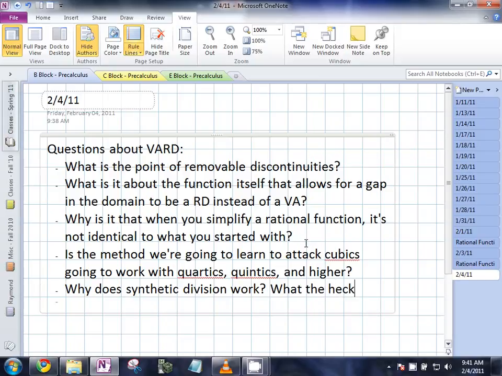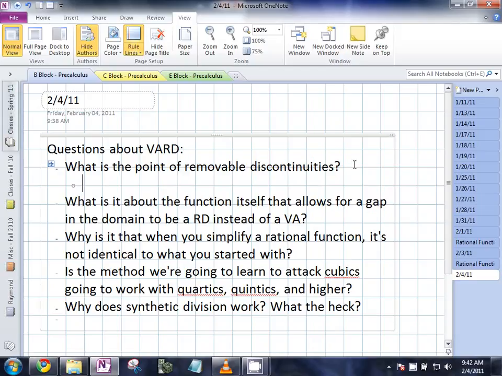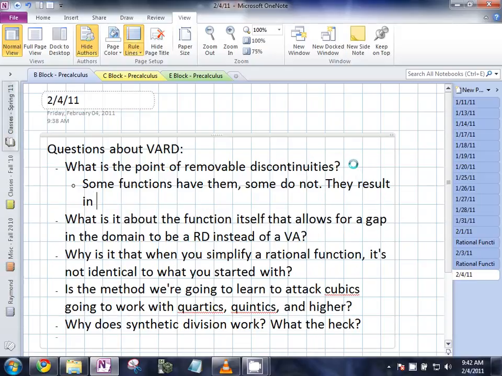Okay. Let's do the initial questions. So, first, what's the point of removable discontinuities? The point is some functions have them, some do not. They result in very different behaviors than vertical asymptotes. They result functionally, algebraically, from very similar constructs, but how the function behaves around them is radically different. A removable discontinuity is literally just a hole in the function.